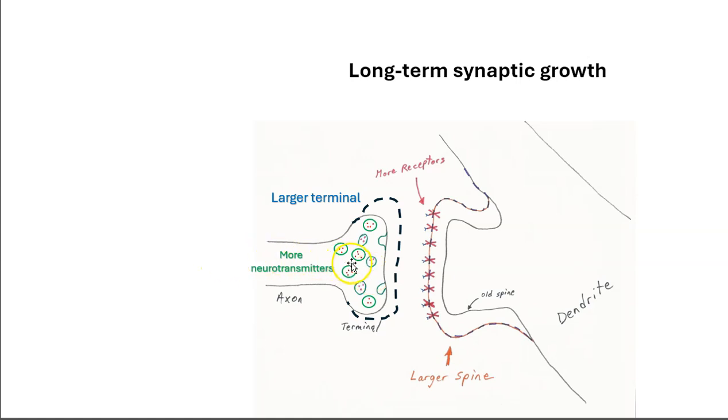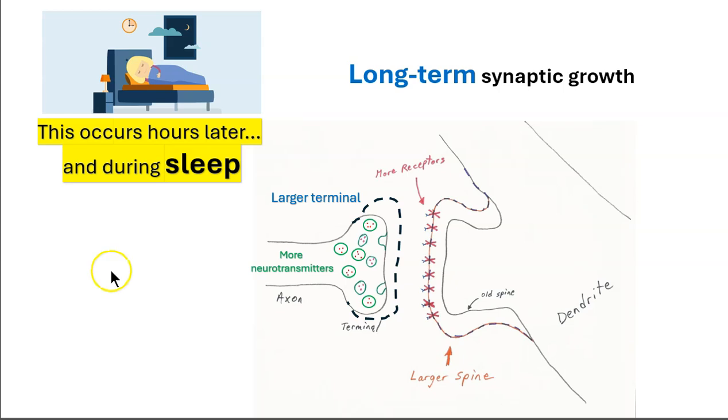So for each signal that comes down to the terminal, more neurotransmitters are released into the synapse. So we've got growth of the synapse. This is a physical growth process that is thought to occur. And these are more permanent, more long-lasting changes. But importantly, these changes happen hours later after the study session, and also importantly, during sleep.